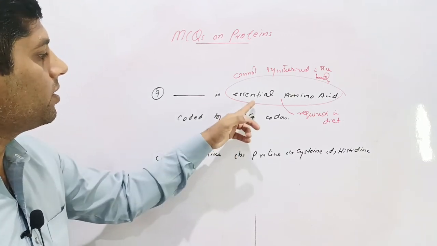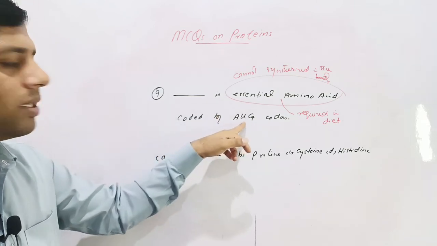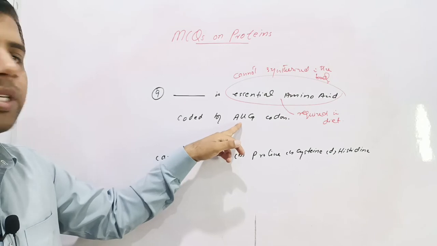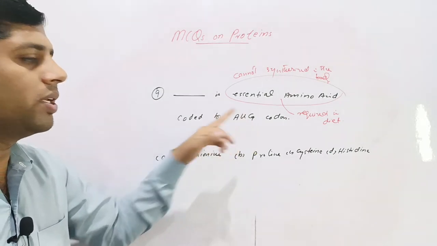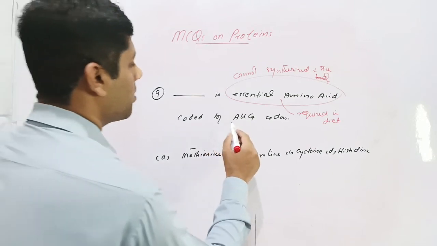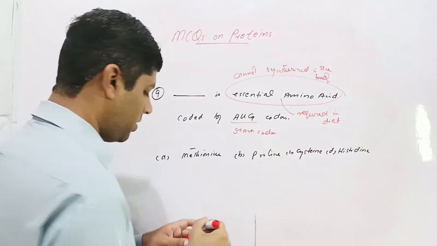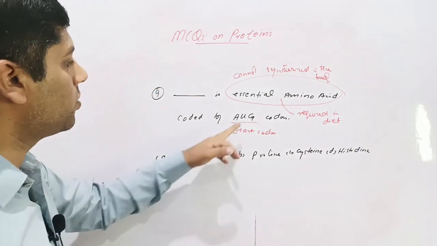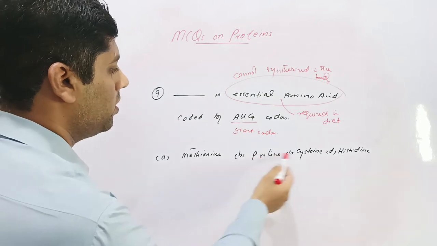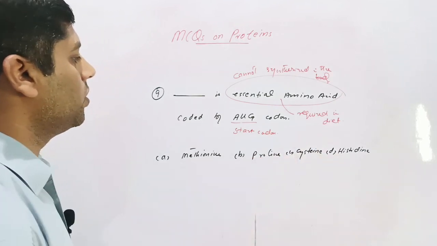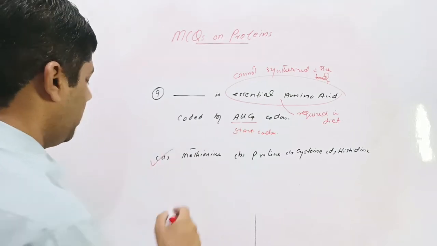So the first essential amino acid is the one coded by AUG. AUG is a triplet codon bearing adenine, uracil and guanine. It is also called the start codon, the start codon for initiation of the process of protein synthesis. The given options are methionine, proline, cysteine and histidine. When AUG comes, it has methionine attached. Correct option is A, methionine.